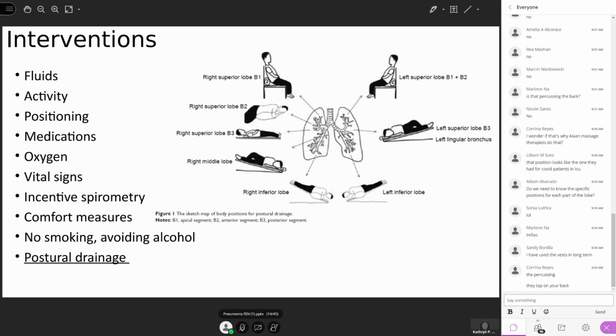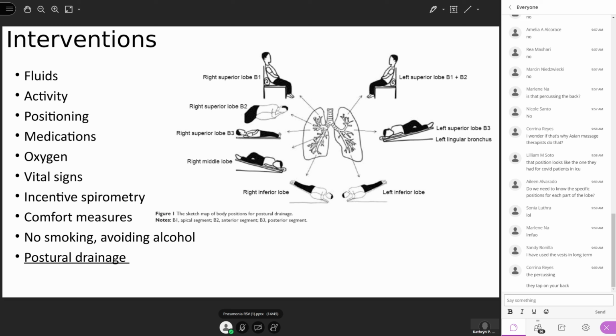So we talked about fluids and we talked about keeping secretions thin. We talked about the importance of activity. We want to make sure that we pace the activity and don't overdo it with the patient. And when we're walking with them, I would suggest doing an O2 sat as they walk so that we can make sure their sat isn't decreasing and we're not overtaxing them.